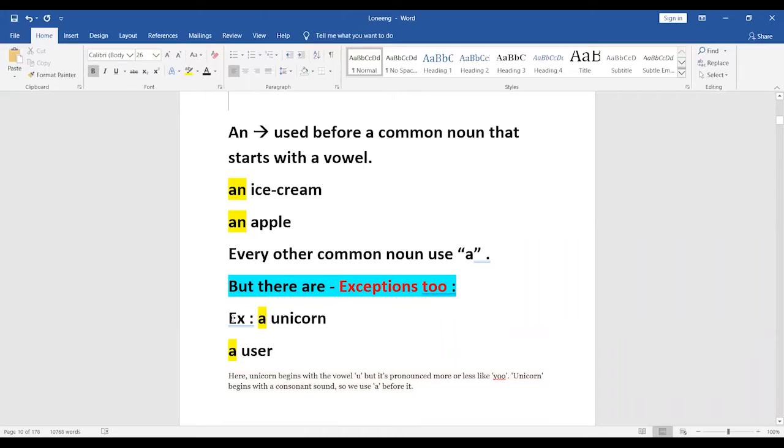An again is used in front of a common noun, but the noun should start with a vowel. Okay, for example, ice cream is a noun, and notice the first alphabet of ice cream, it starts with I, and I is a vowel. Very good. And that is the reason why the article before the noun ice cream is an. So you say an ice cream, an ink pen, an elephant, an apple. Understood? So now you know where you can use a and an. Okay, three articles you've learned.